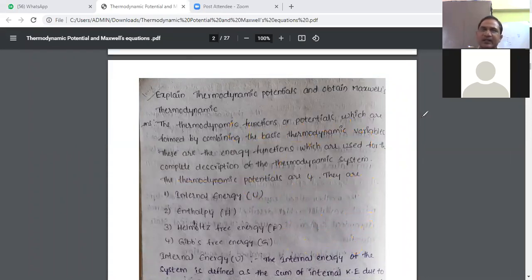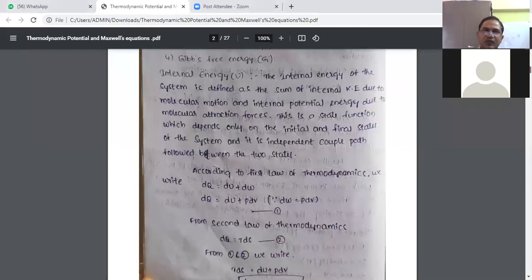Okay, I hope you understand. Now let us derive the Maxwell equations. First, we take the first law of thermodynamics. The first law of thermodynamics you studied at your intermediate level. What is that mathematical expression? dq is equal to du plus dw.